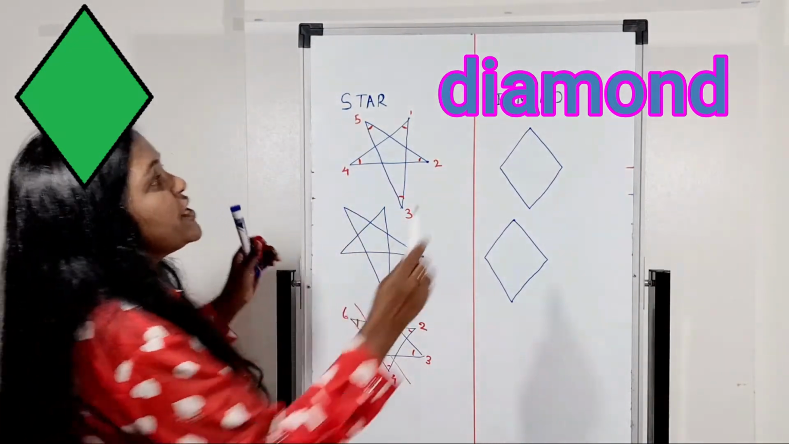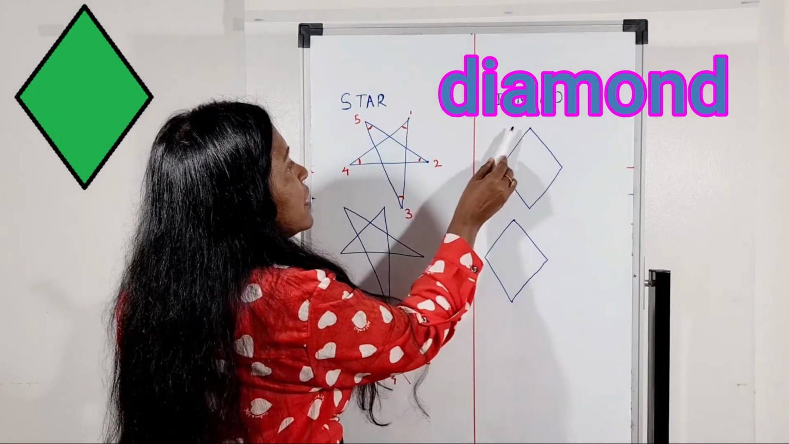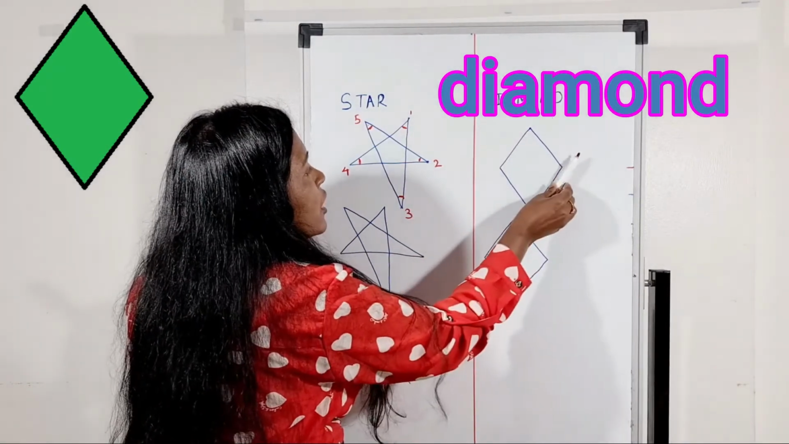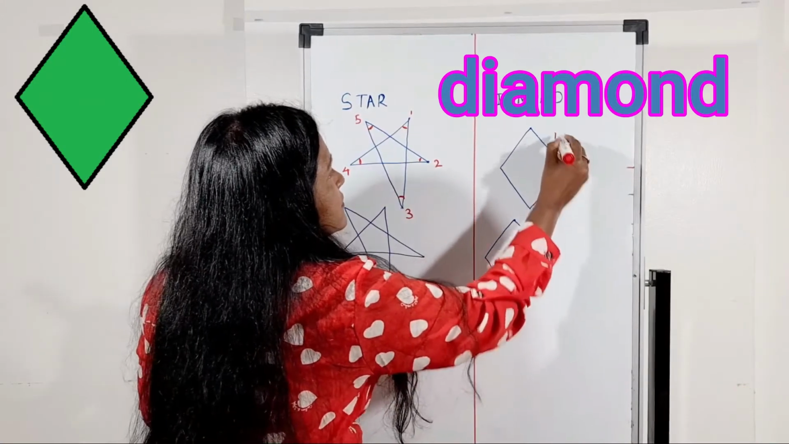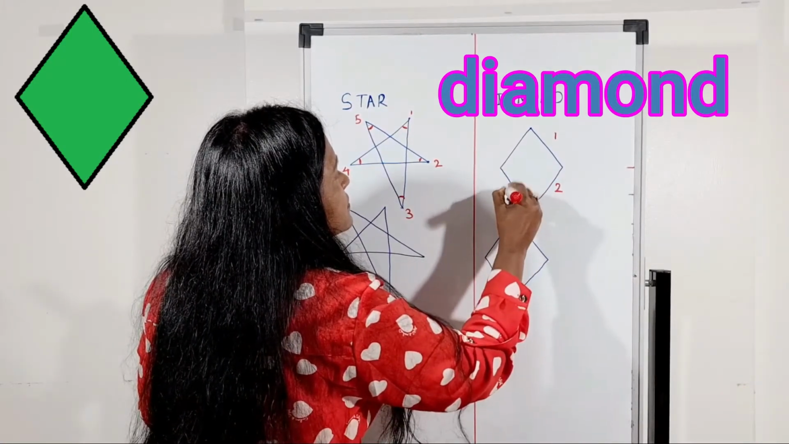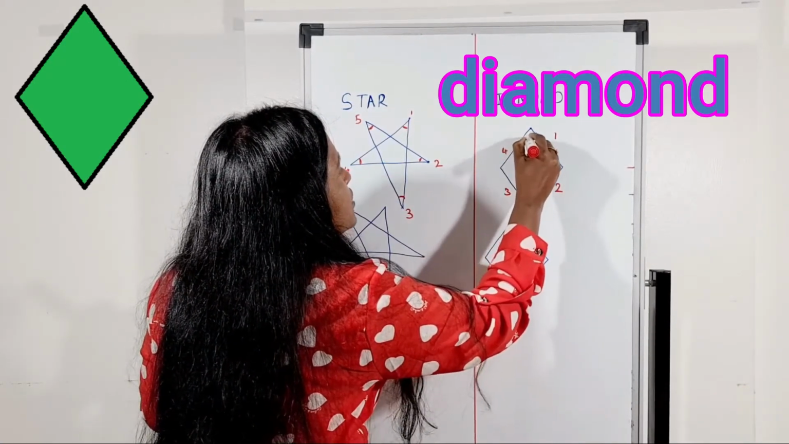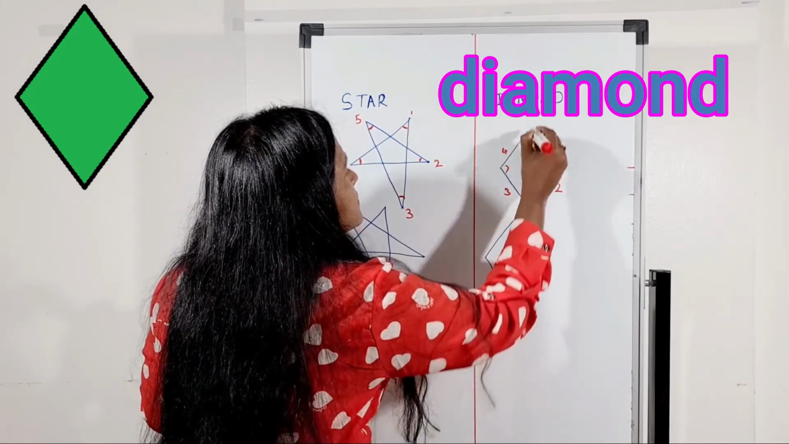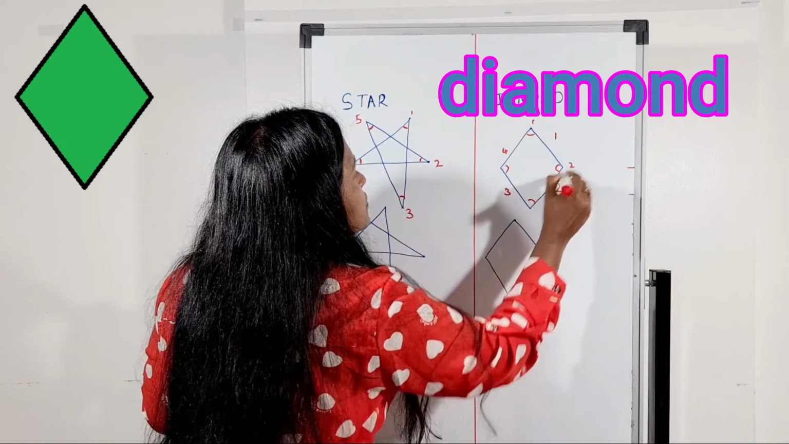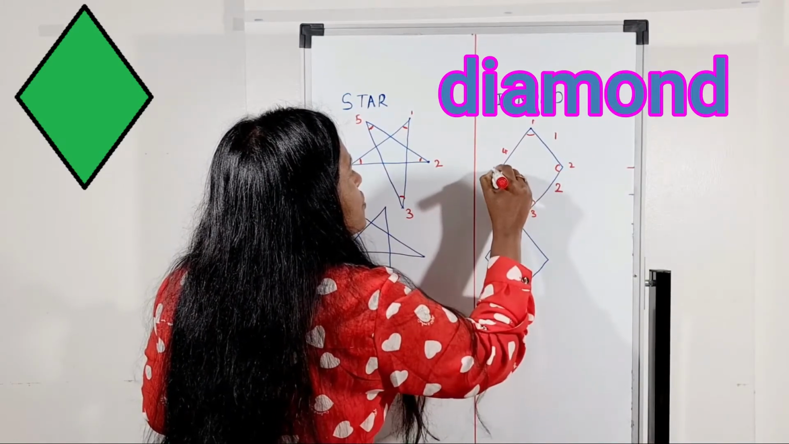In the diamond shape, we can see four slanting lines and four corners. 1, 2, 3, 4.